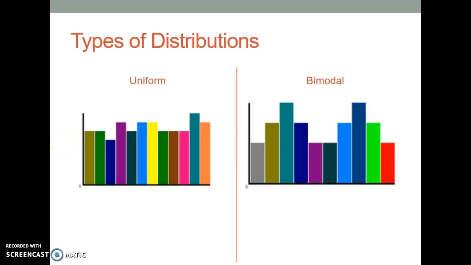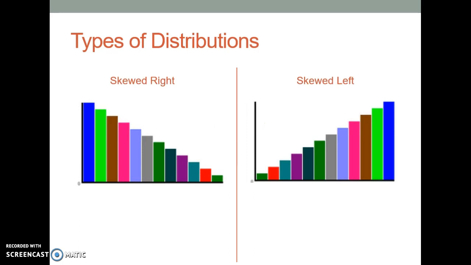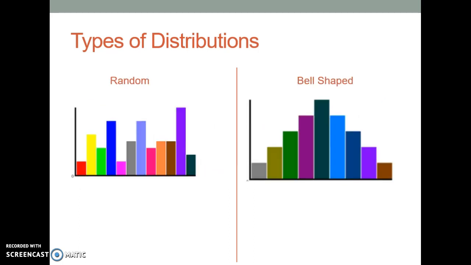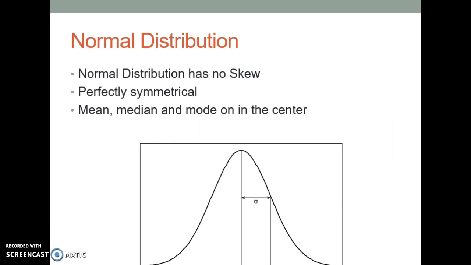Another way you could go about introducing this lesson is just talk about the different types of distributions that they've studied so far in class. So you have your skewed, you have your random, and you have your bell shape, and then you come to a normal distribution. Make sure it has no skew, it's symmetrical. We have mean, median, mode. Those are in the center.